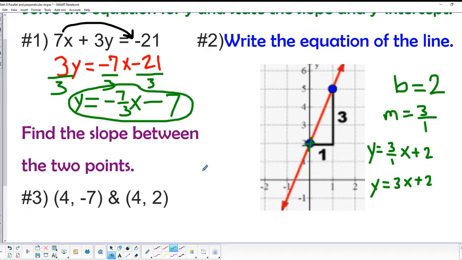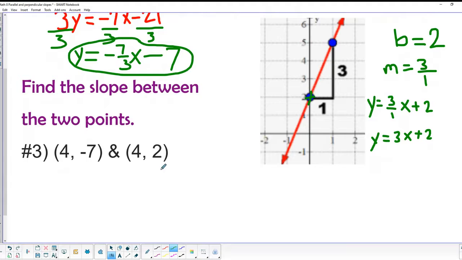All right, so for our last example, find the slope between the 2 points. We keep doing these because we want you to know how to do this. So we're going to do y2, which is 2, minus y1, which is negative 7. And 2 subtract negative 7 is 9. That's our change in the y direction.